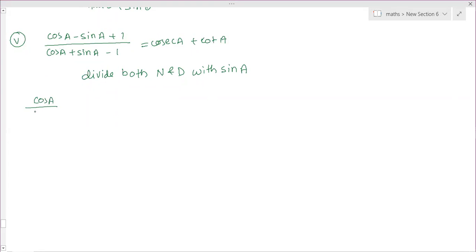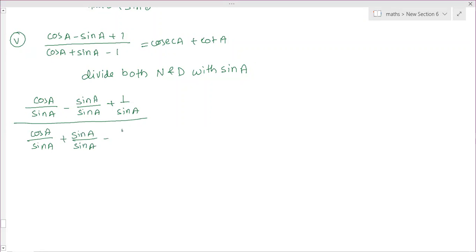So cos A by sin A minus sin A by sin A, every term we are dividing with sin, plus 1 by sin A, whole divided by cos A by sin A plus sin A by sin A minus 1 by sin A. So cos by sin becomes cot A minus sin by sin, 1, plus 1 by sin, cosec A, divided by cot A plus sin by sin, 1, minus 1 by sin, cosec A.